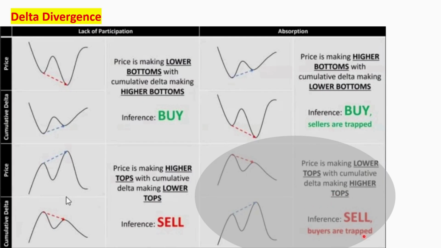While we focus on this absorption example, it's important to note that the other types of divergence also exist, and we have not gone through each of them in detail here.